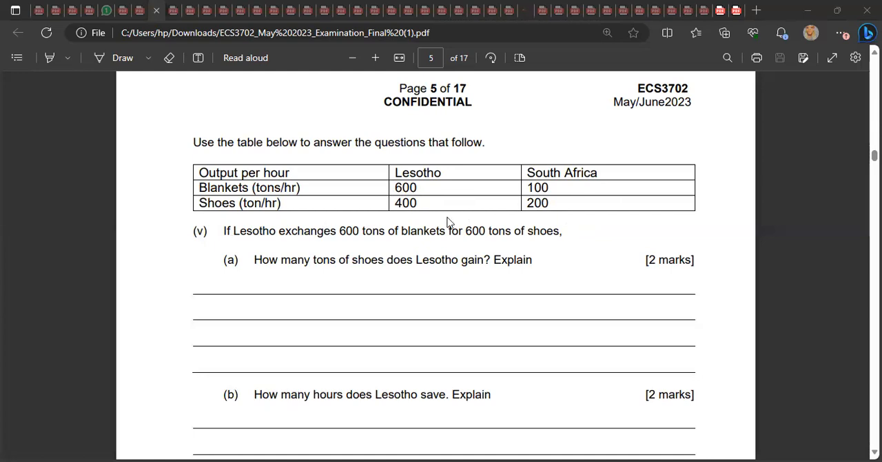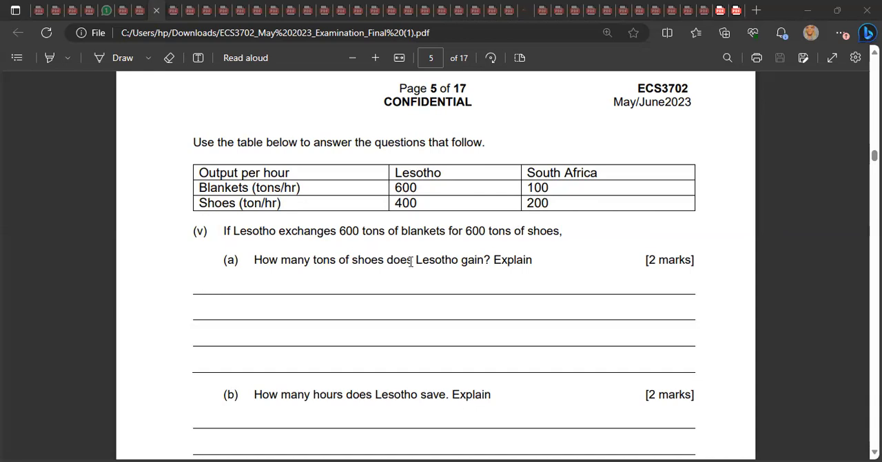So obviously here, just to give an analysis, if you look at Lesotho, Lesotho is doing 600 while South Africa is doing 100 for blankets. And then for shoes, Lesotho is doing 400 and South Africa is doing 200. So you can already see from this that Lesotho has an absolute advantage in the production of both commodities.